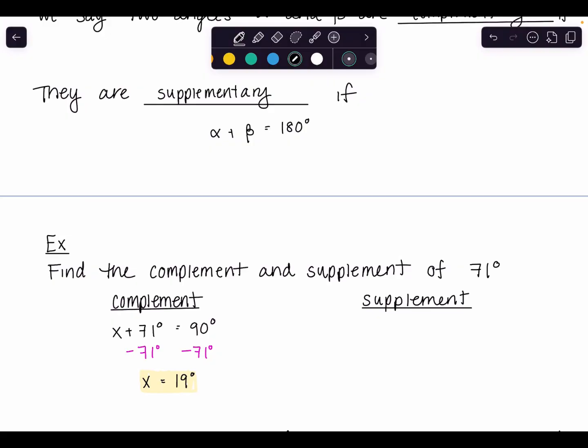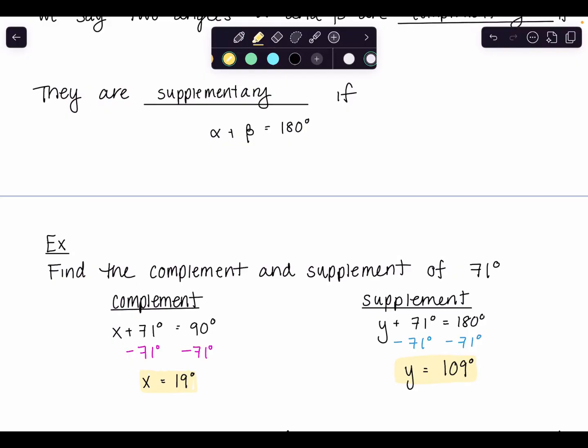Okay, going for the supplement, if I take an angle y and add 71 to be supplementary, it needs to add to 180. So again, just moving the 71 to the other side by subtraction gives us our angle y has to be 109 degrees. So the supplement of 71 is 109.